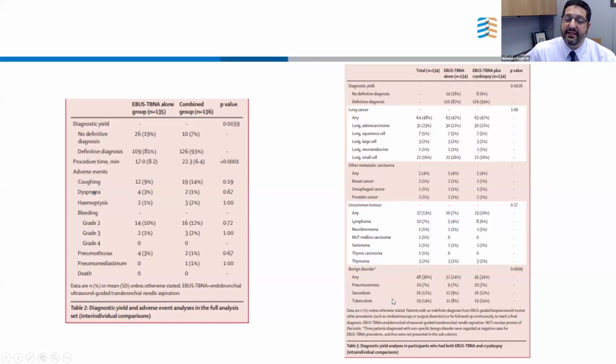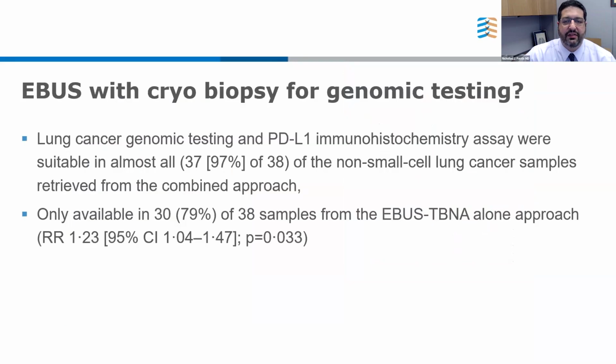It did seem to diagnose benign disorders, so you could get adequacy for lymphocytes where you may be just getting blood, and another one you could get sarcoidosis, granulomatous disease. So there was a trend towards that, but in the area for this talk that we're looking at in lung cancer, it didn't make a difference.